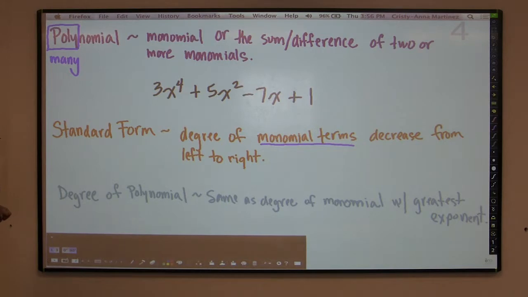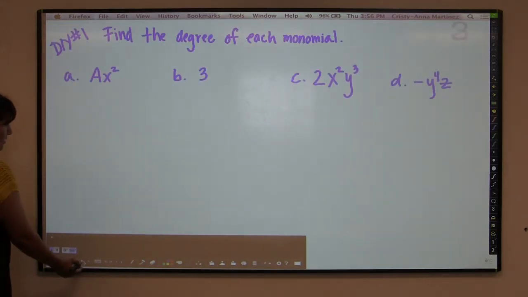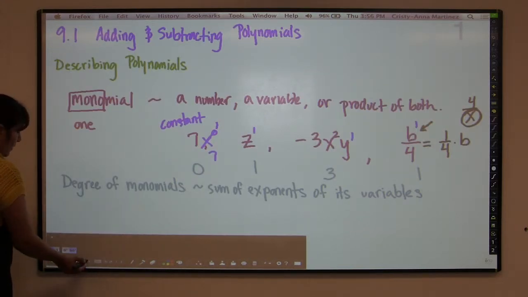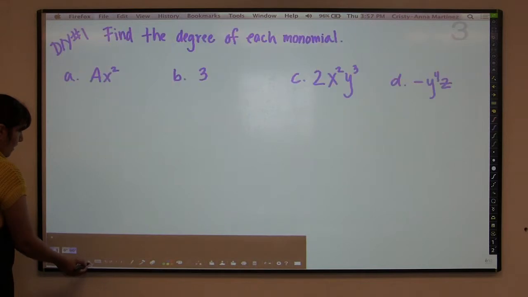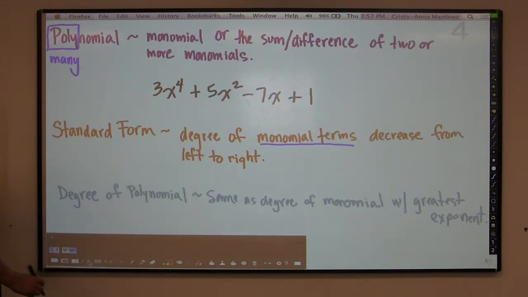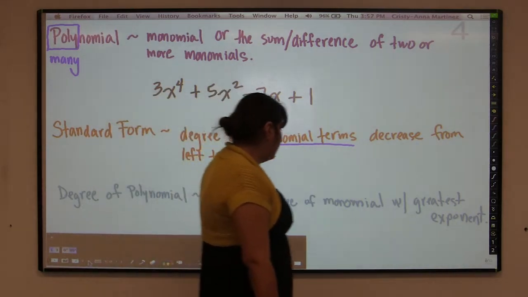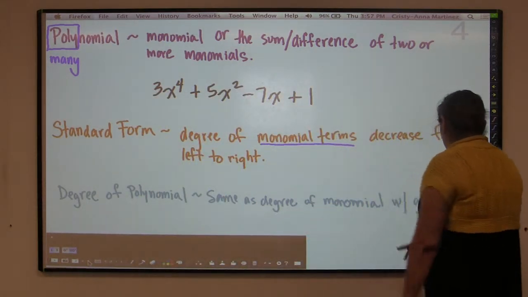All right, so the degree of a polynomial. Again, I want to be very clear with this because we just talked about over here the degree of a monomial. So I kind of want to show you the difference between the degree of a monomial and the degree of a polynomial. The degree of a polynomial is the same as the degree of the monomial with the greatest exponent.